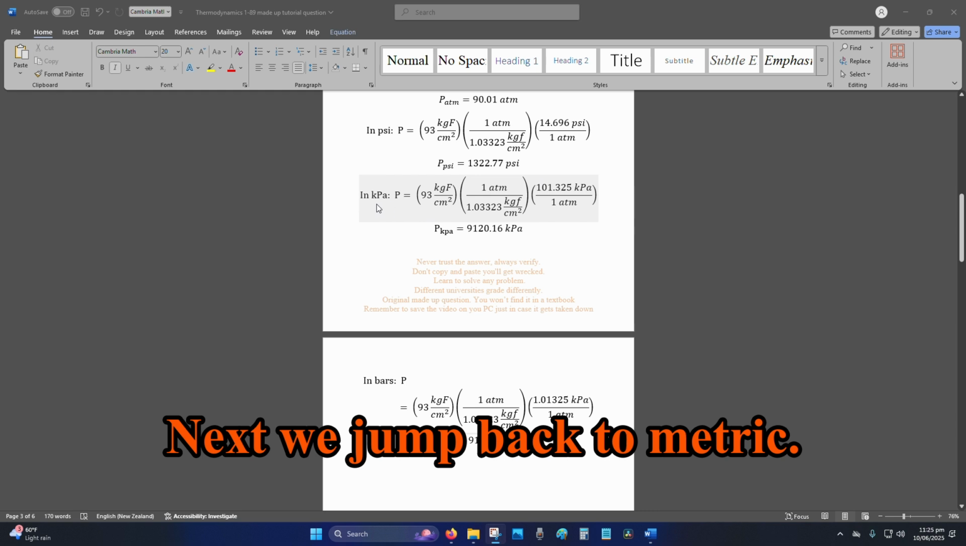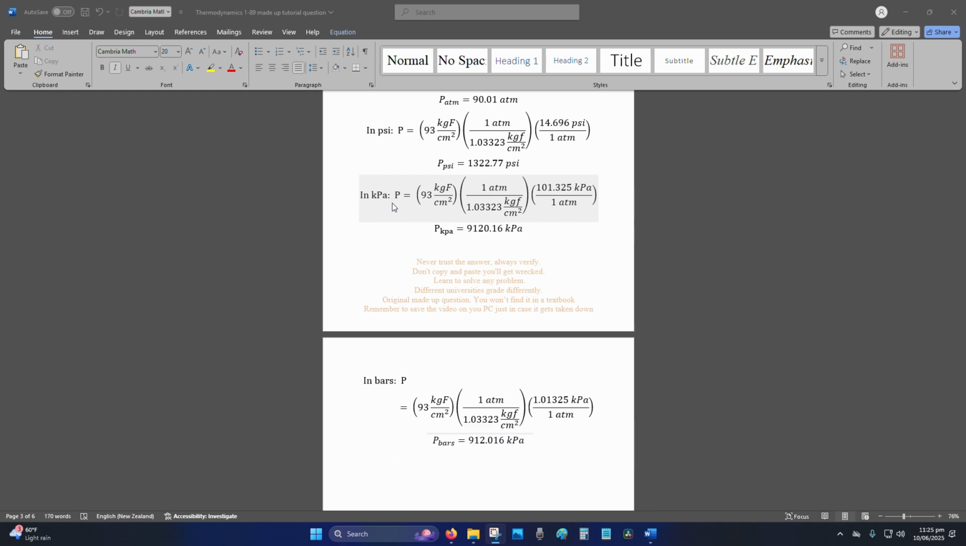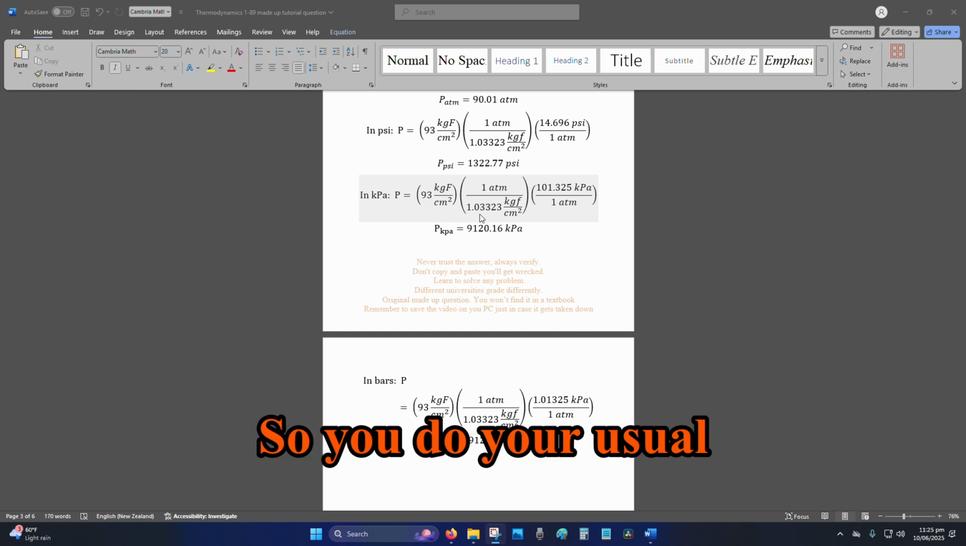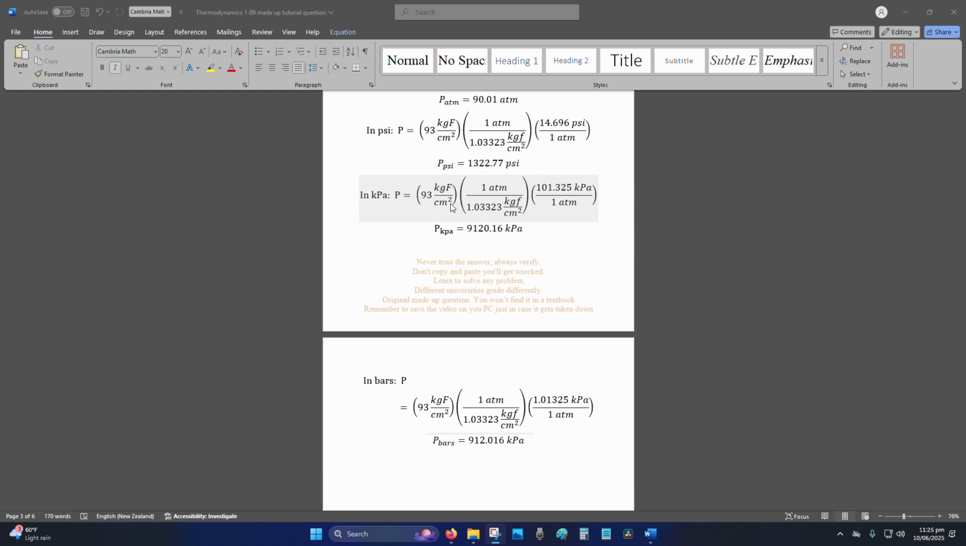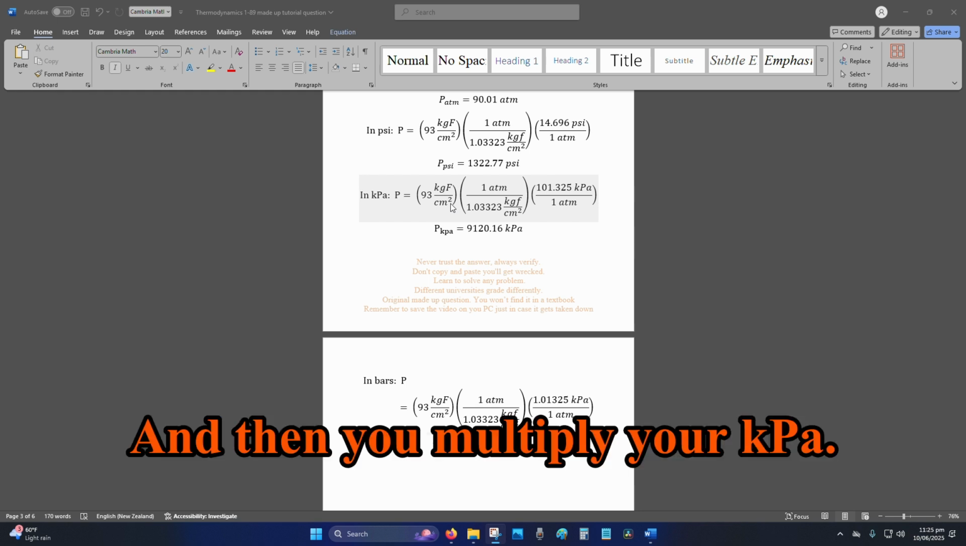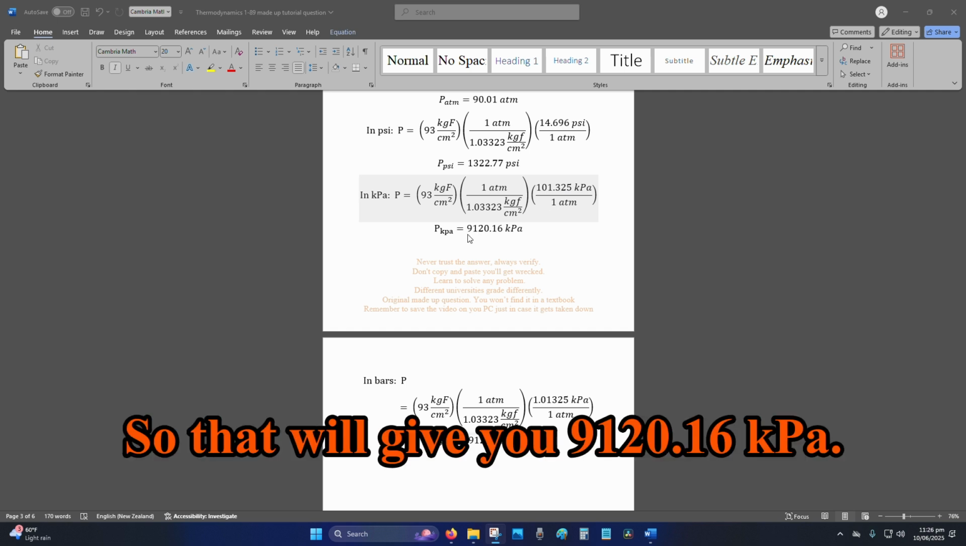Next, we jump back to metric, so now it's kPa, kilopascals. So you do your usual conversion to atmosphere, and then you multiply, so 1 atmosphere is equal to 101.325 kPa. So that will give you 9,120.16 kPa.